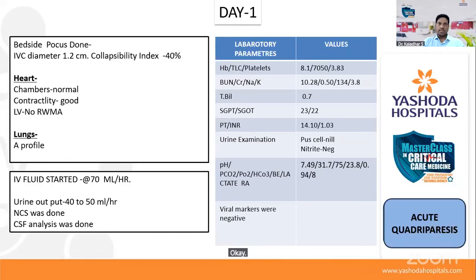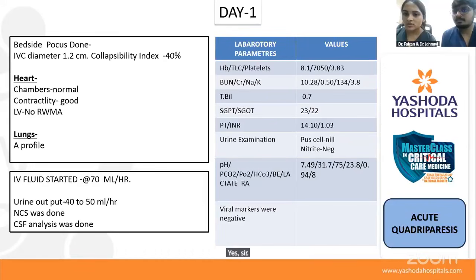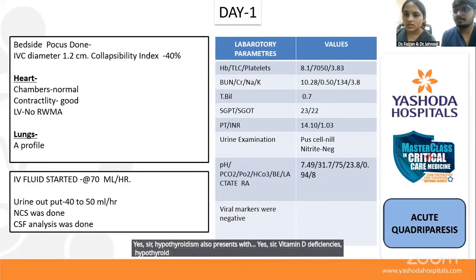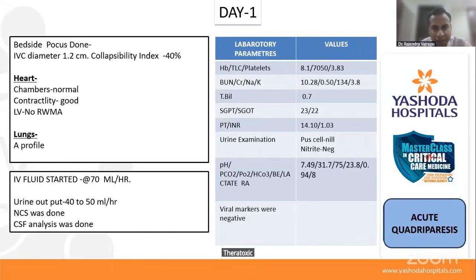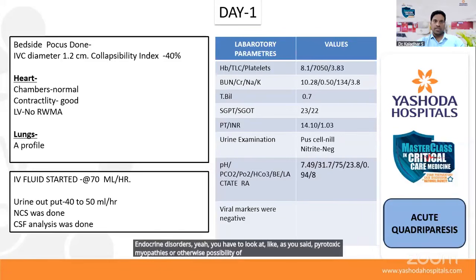Okay. Arjun, sir, you want to ask? So do you want to look at the metabolic components like thyroid? Do you want to do a thyroid test? Yes, sir. Hypothyroidism, vitamin D deficiencies can present with proximal muscle weakness. Thyrotoxic myopathy is also possible with flaccid paralysis. Endocrine disorders, yes, you have to look at, like thyrotoxic myopathies, or otherwise the possibility of adrenal insufficiency, sometimes they also present with that.